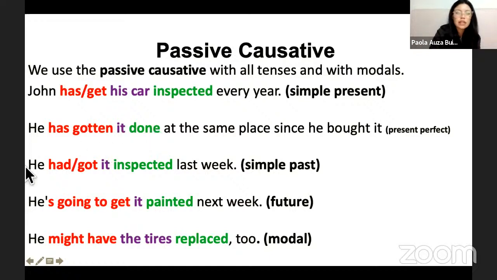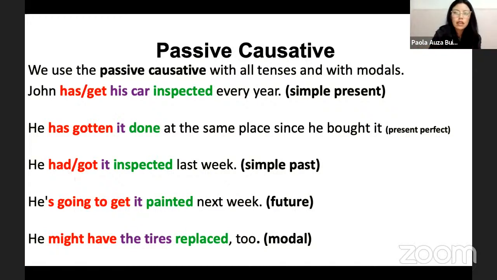All right, next, simple past. Let's see, Bianca, could you read this one too? He had it inspected last week. Or what would be the second option? He got it inspected last week. Excellent. Thank you very much, Bianca. So in this case, it's simple past. How do I know it's simple past? The verb is in past. It's either had or got.